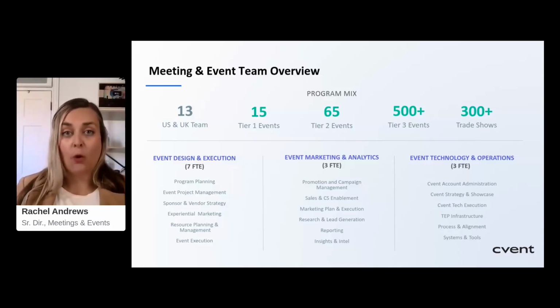So as far as how we support those events, we break our team up into 3 pillars. I have my event design and execution team. These are your project managers, event planners, folks that are doing all of the logistics and sourcing. They're helping with sponsorship enablement. They're really the ones that bring the event design to life for Cvent Connect and a lot of our other programs.